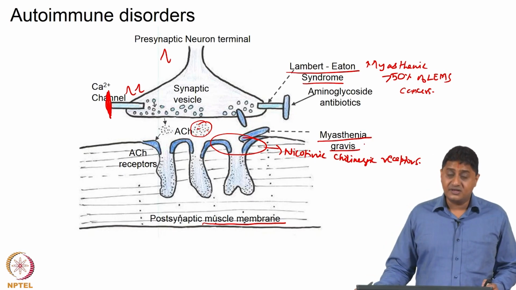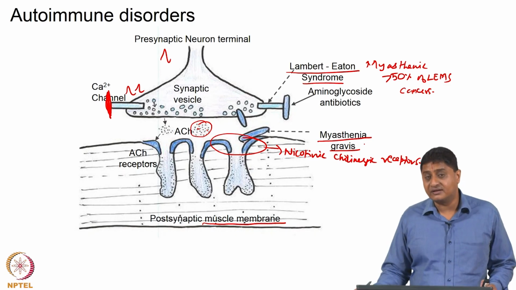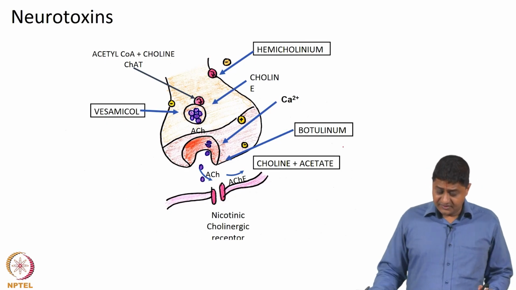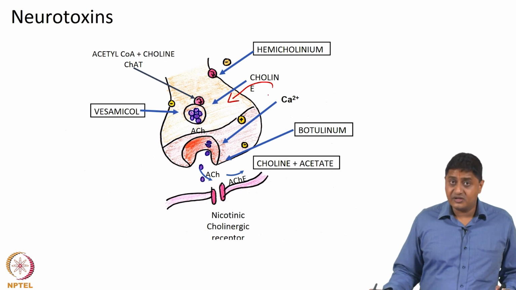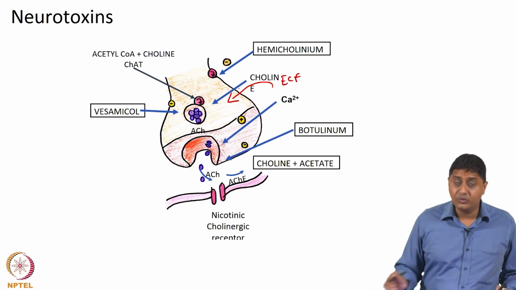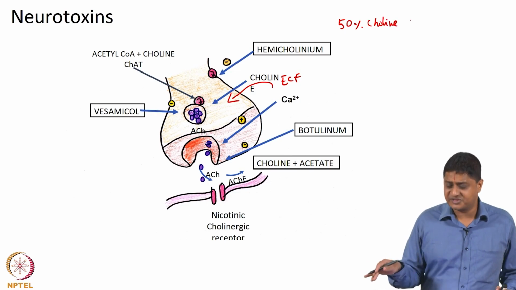Okay. Now let us discuss the role of neurotoxins and how they affect the function at the neuromuscular junction, right. So there are several things, several places. Let us remember choline is entering inside the system from the choline reuptake system, right, entering from the extracellular fluid to the presynaptic terminal. So let us remember only about 50% of the choline is reuptaken, the other 50% is not reuptaken.